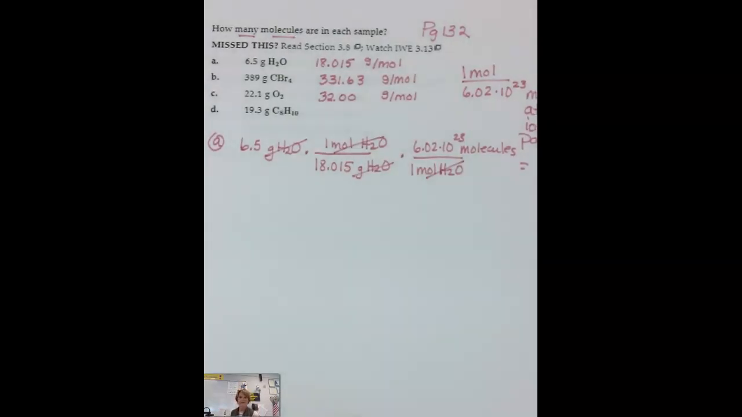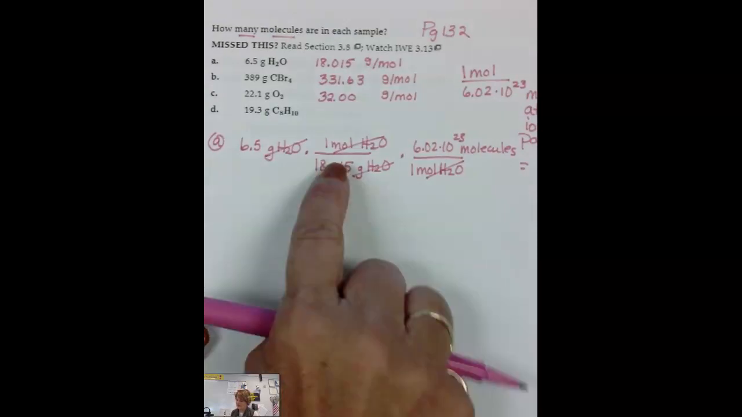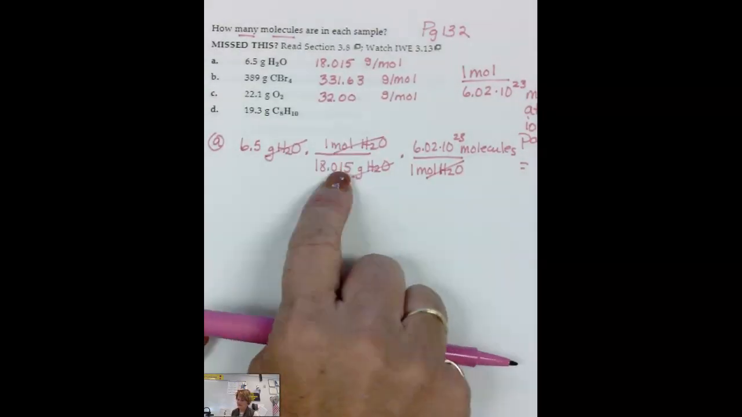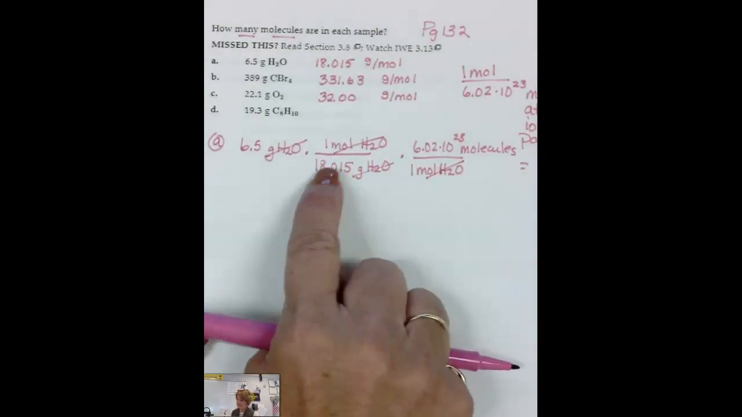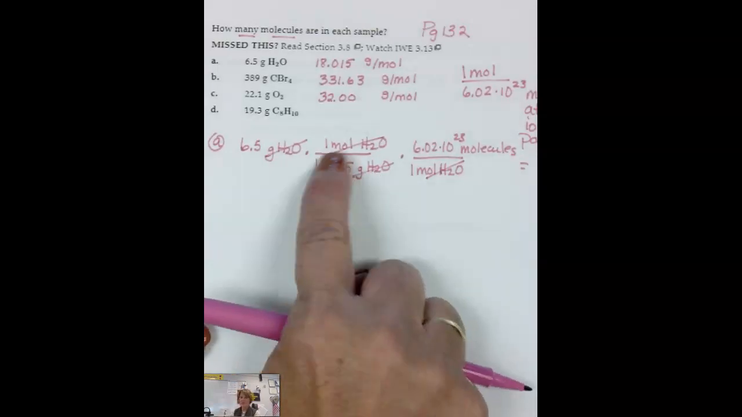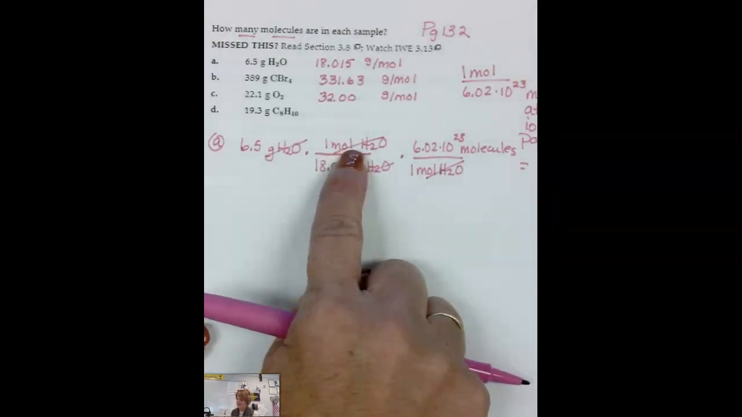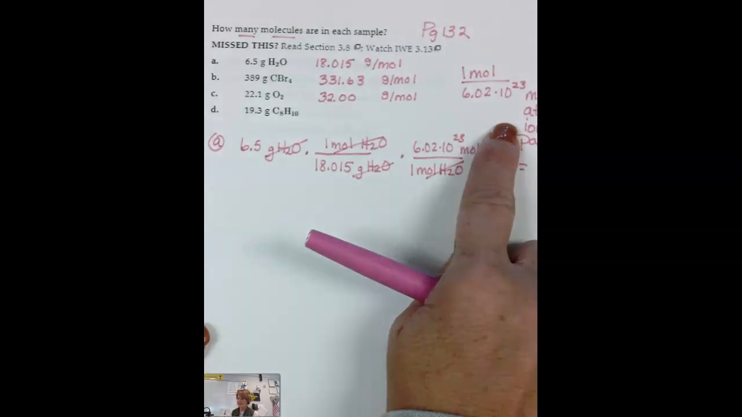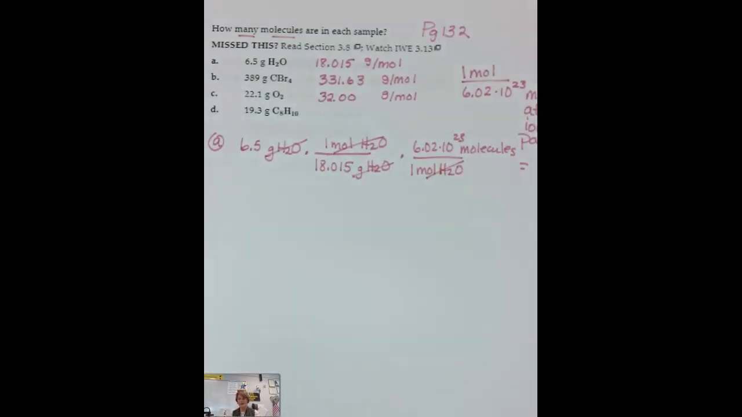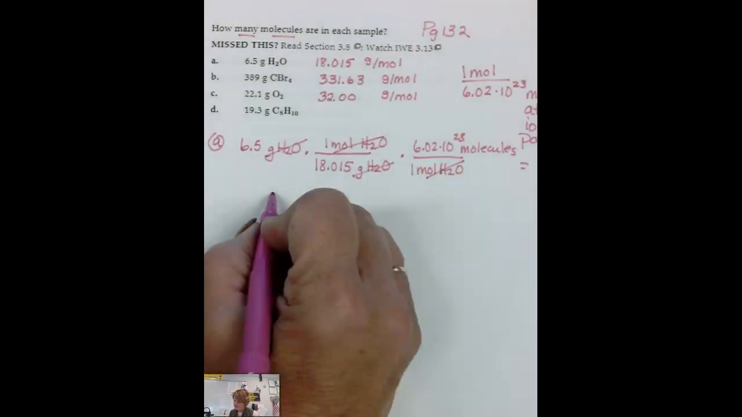So again, just let your units tell you what to do, but you do have to remember that the average atomic mass or the molar mass is always the mass per 1 mole. And also Avogadro's number is always per 1 mole. And that way, if we get it in moles, then we can do a cancellation to take it from the grams to the molecules. The rest of it is just calculations.